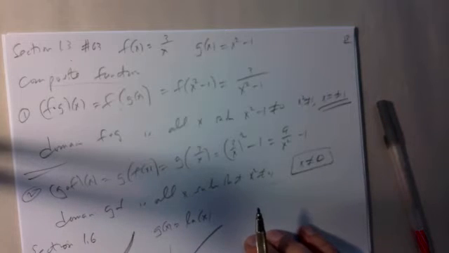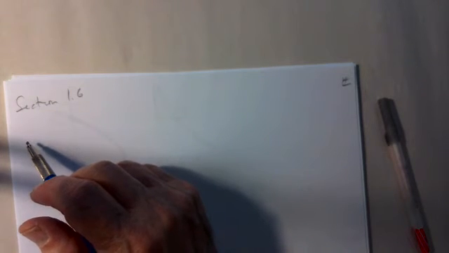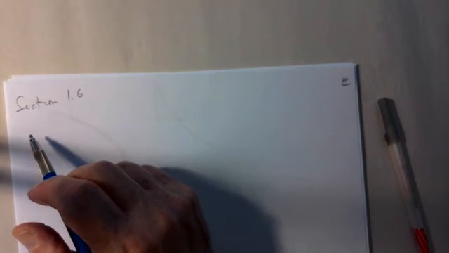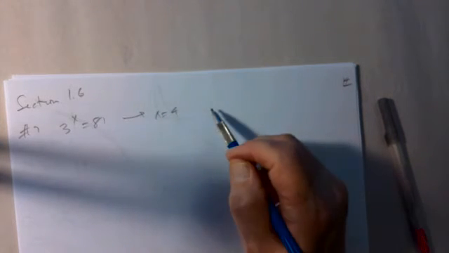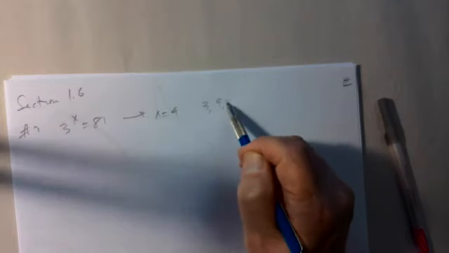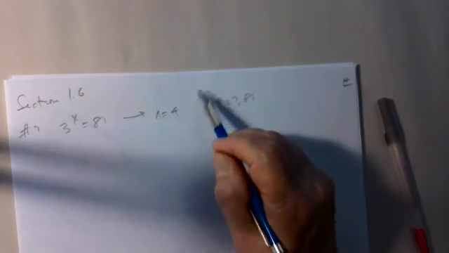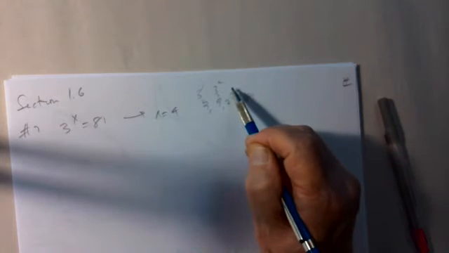Let's look at some of the exercises. This is in section 1.6. We want to solve some equations for x. So, for example, number 7, we have the equation 3 to the x is 81. And the solution is x is 4, because if you look at the powers of 3, 3, 9, 27, 81, 3 is 3 to the first power, 9 is 3 to the second power, 27 is 3 cubed, and 81 is 3 to the fourth. So this is the answer.